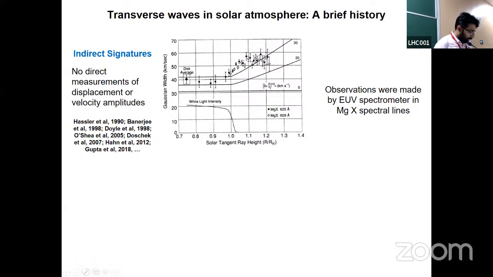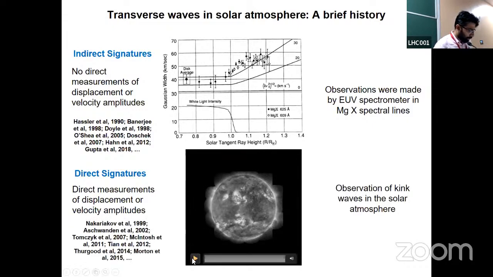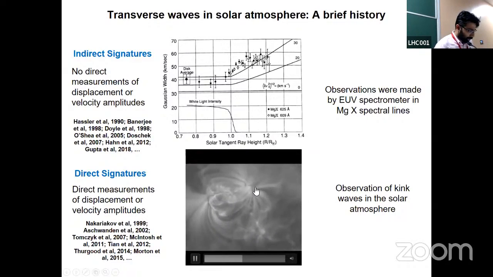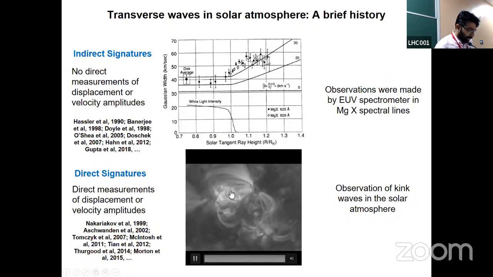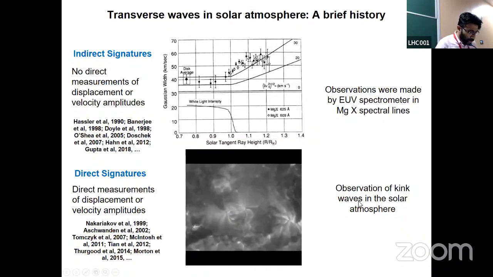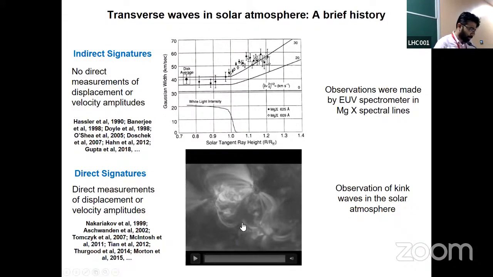But then, in addition to these indirect signatures, there are also direct signatures. Why do I say direct signatures? Because here one can directly measure the displacement and velocity amplitude. For example, in this movie, if I play it, we can see a system of coronal loops here. This is the active region, and then suddenly one can see these transverse oscillations after the flare. Such waves are known as kink waves, and since there is a direct observation of displacements as well as velocity amplitude, we call them direct signatures.